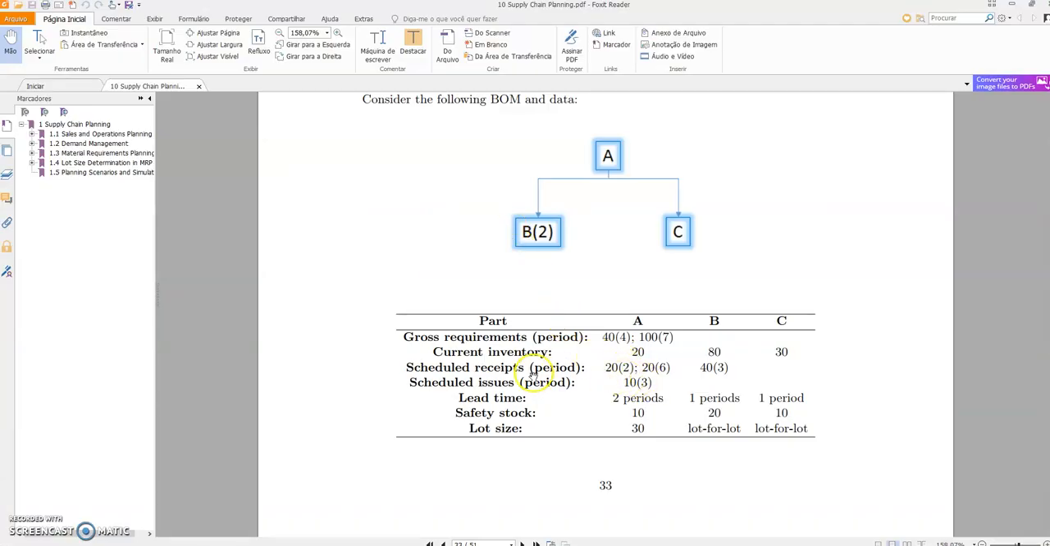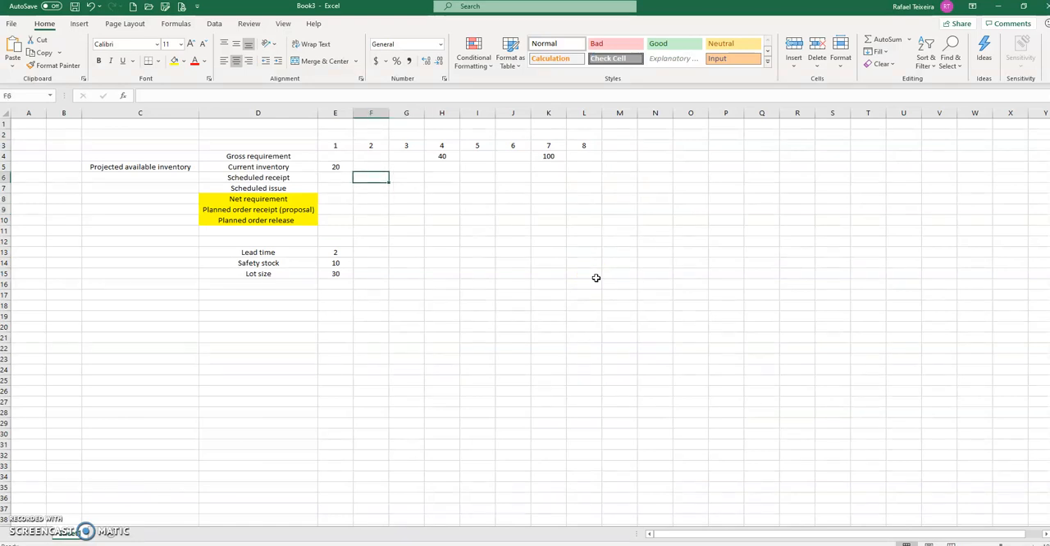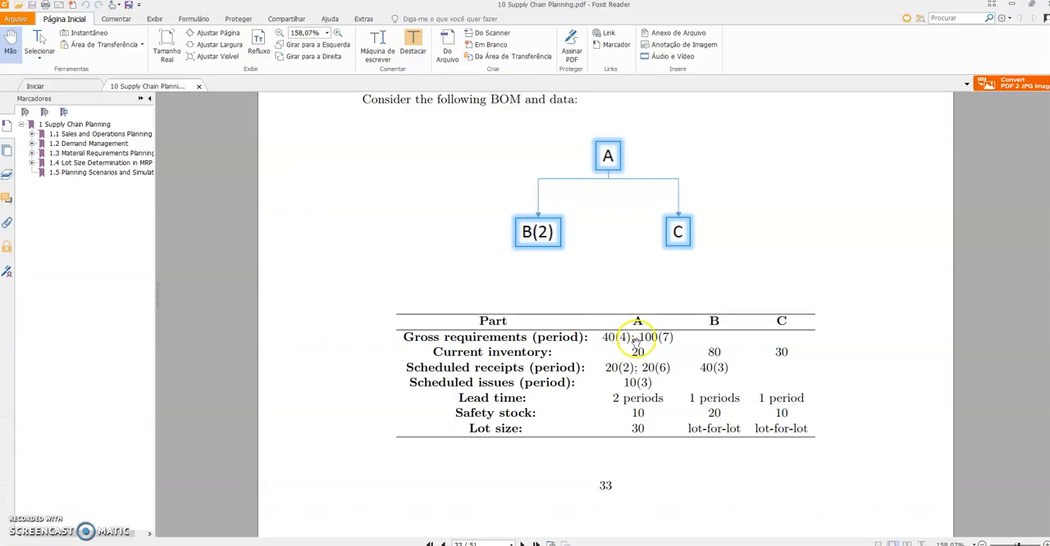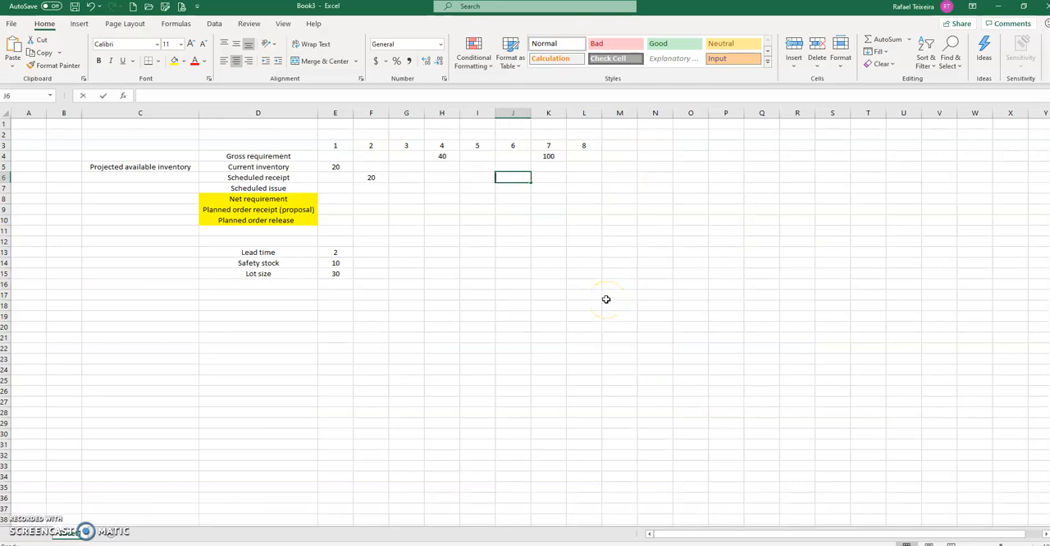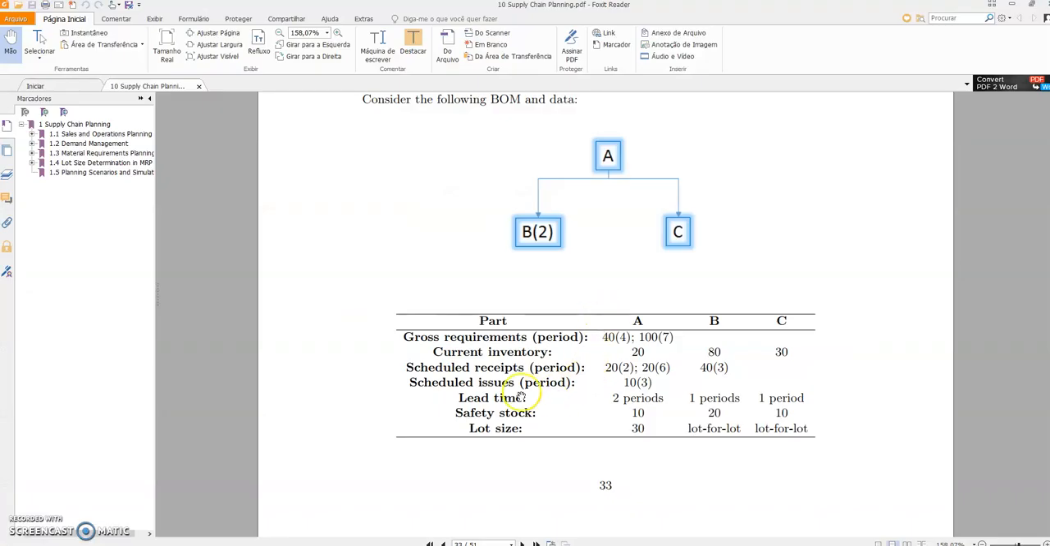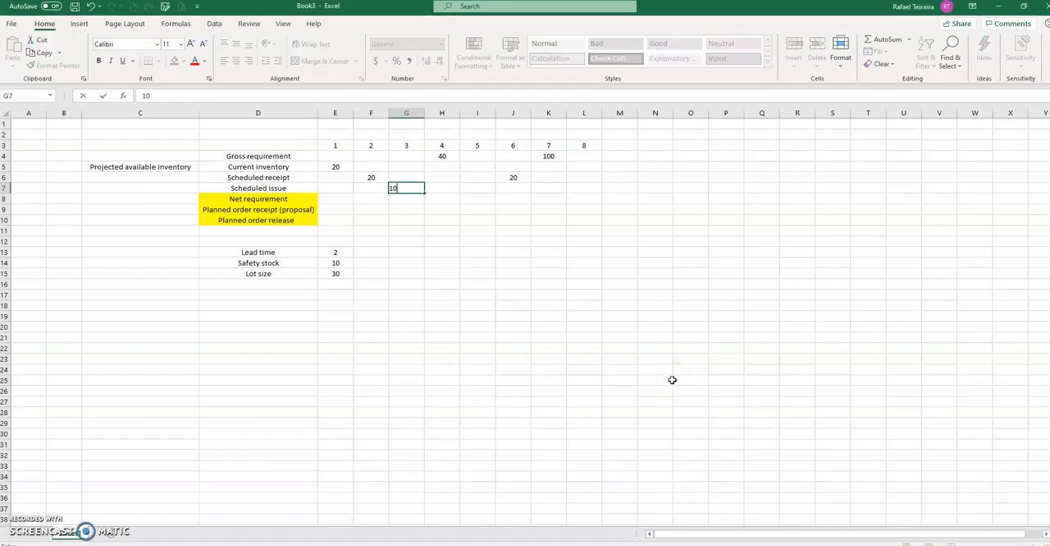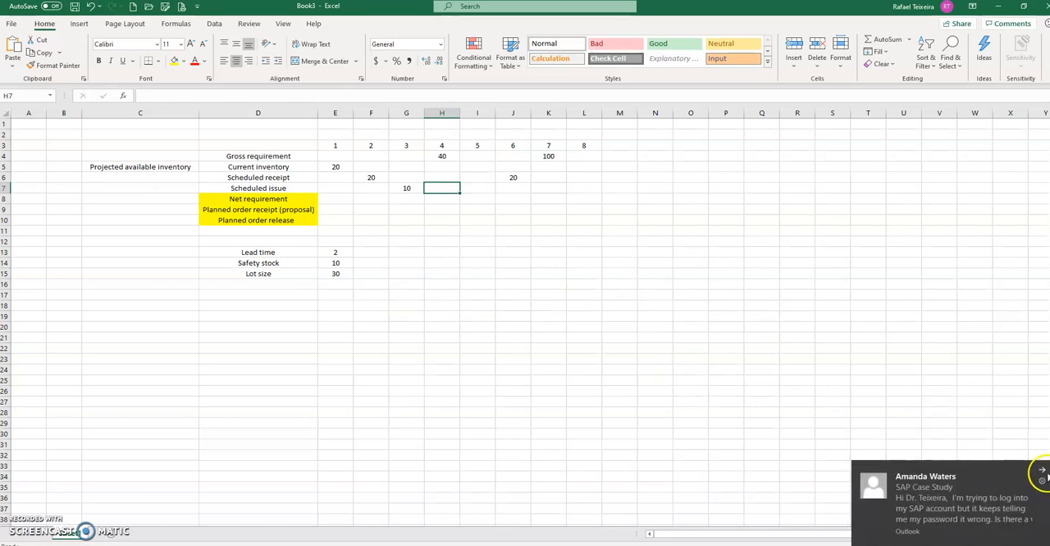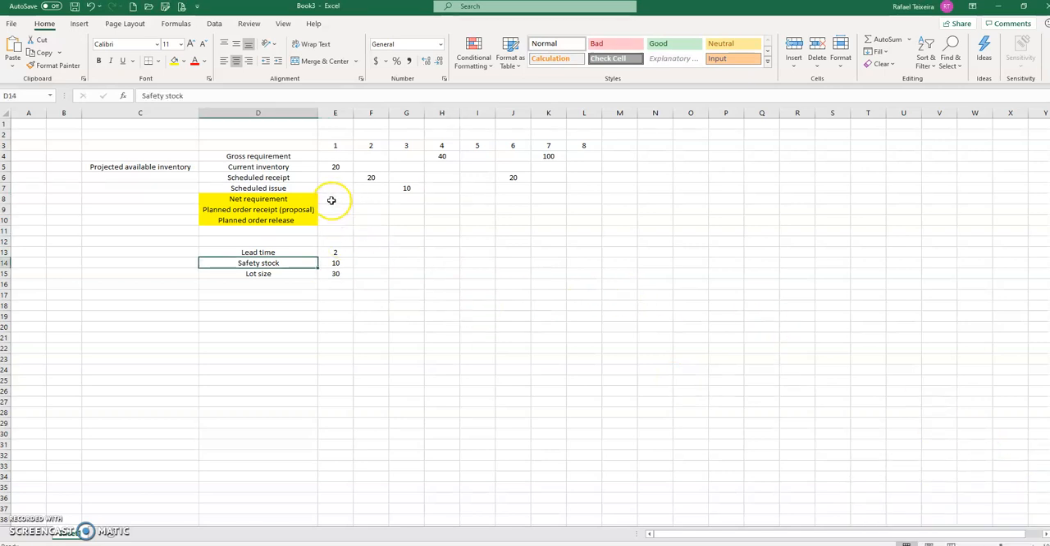Then we have a scheduled receipt. We're going to receive 20 units in week 2, and 20 units in week 6. And we are going to use a scheduled issue of 10 units in week 3. So this is all the information we have, and now we're going to start solving this problem with the net requirement, the plan order receipt, and plan order release.